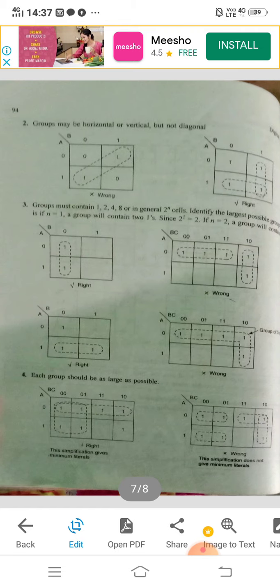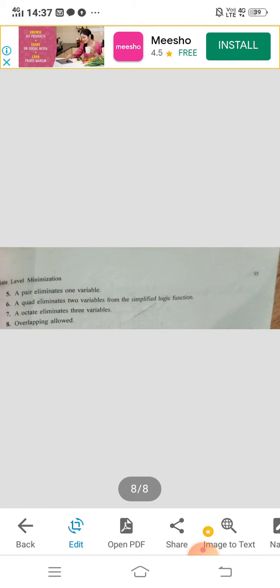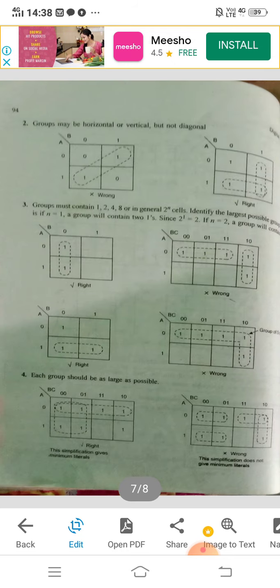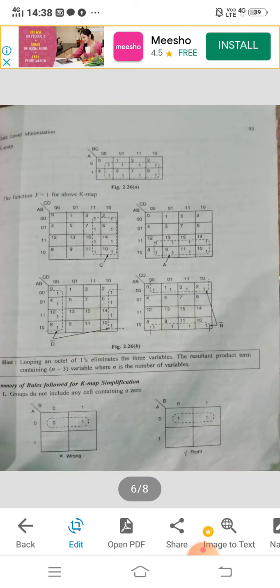Last, there are a few more rules. A pair eliminates one variable, a quad eliminates 2 variables, an octet eliminates 3 variables. Next, overlapping is allowed. Yes, overlapping you can do, like we did in the fourth point. Overlapping means you can make a group over cells already in another group. These are the rules for K-map.